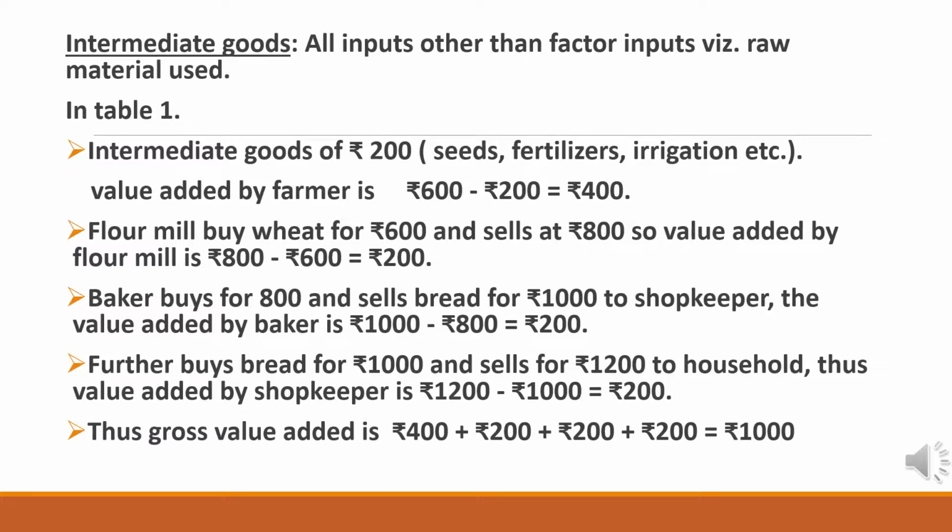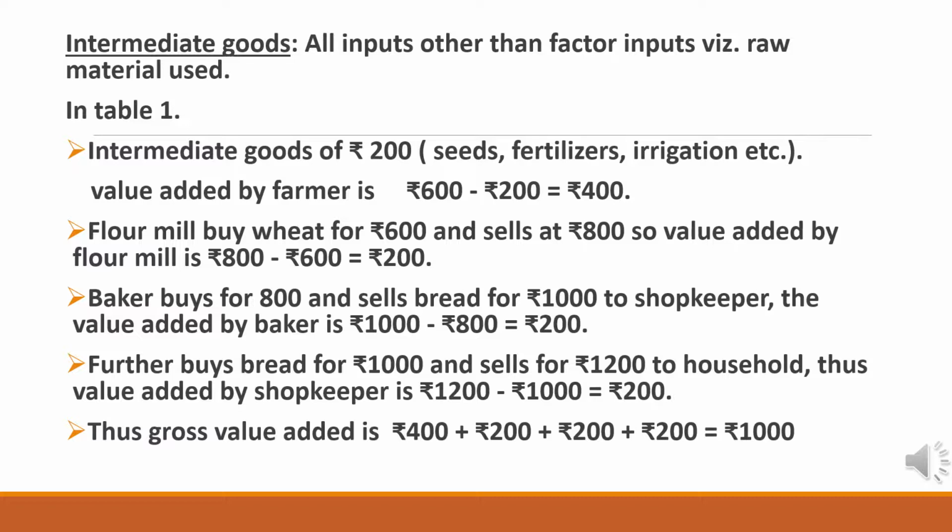Now we will discuss how the value-added method will work. First of all, let us know about the intermediate goods. They are the goods inputs rather than factor inputs, that is, raw materials used. Now here in the table we are discussing, starting from the farmer, intermediate goods of rupees 200 are used in seeds, fertilizers and irrigation. So the value added by the farmer is 600 minus 200, that is 400.